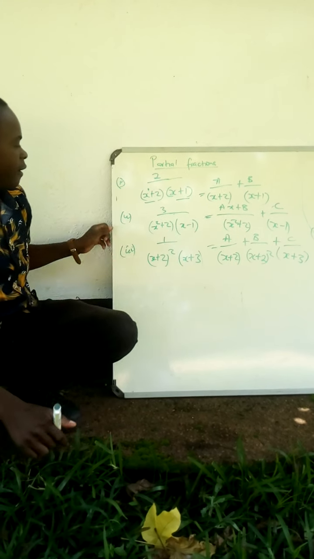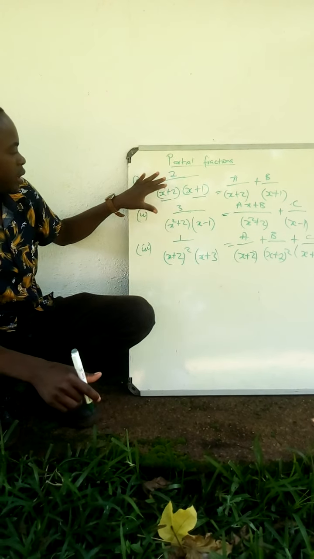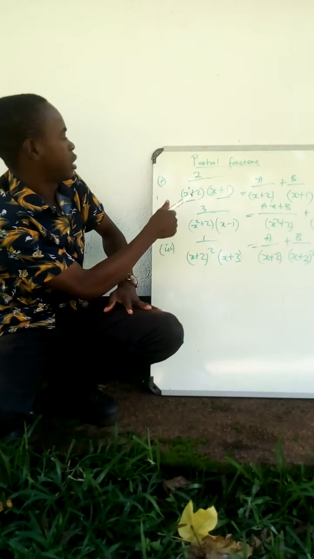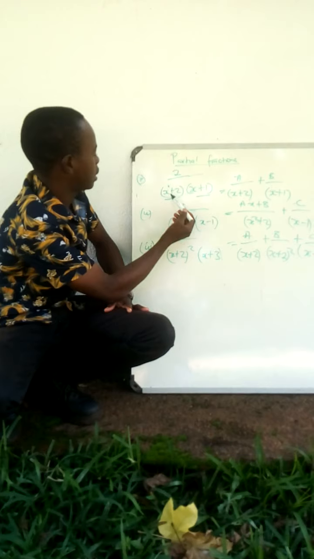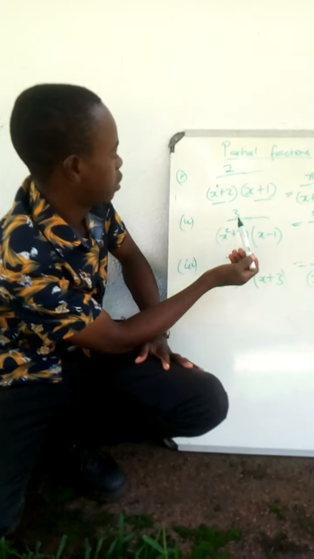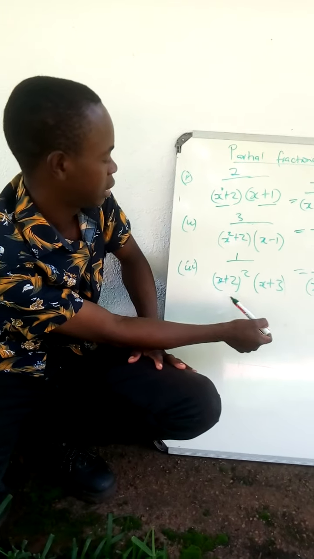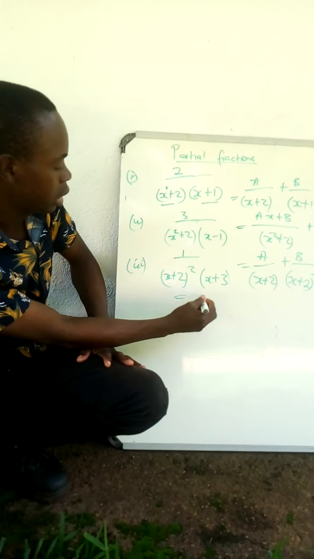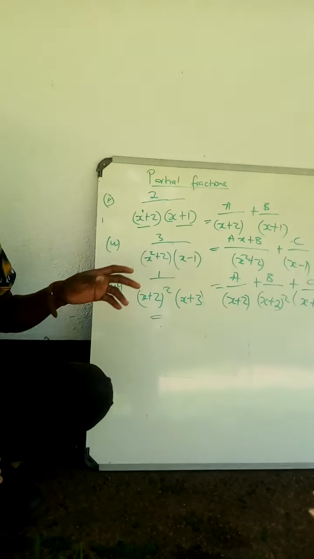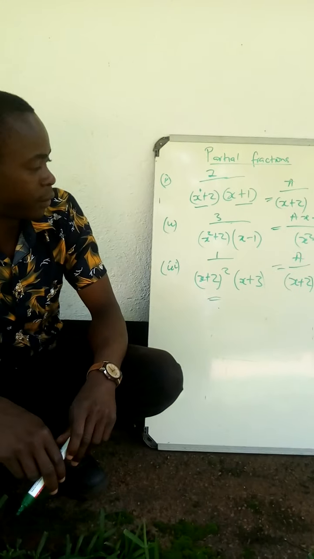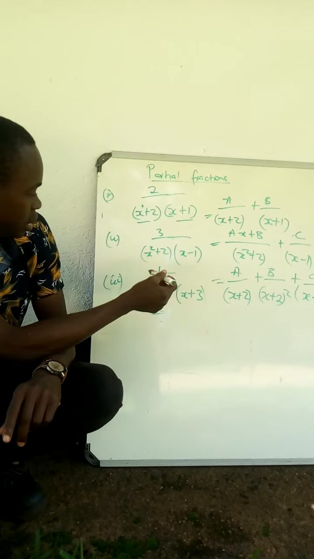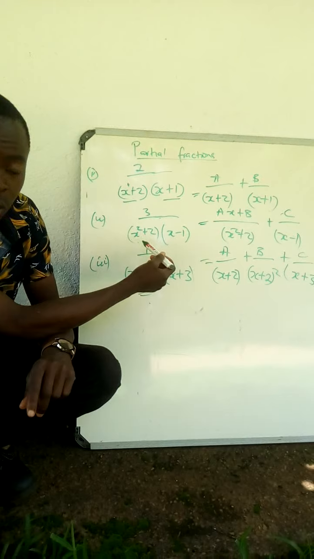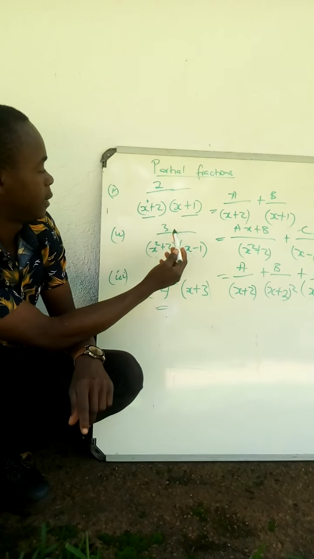Finally, you have noticed that all our powers here were x to the power 1, x squared, and here is a repeated factor. Before you split your partial fractions, make sure that the power at the denominator is always greater than the power at the numerator.